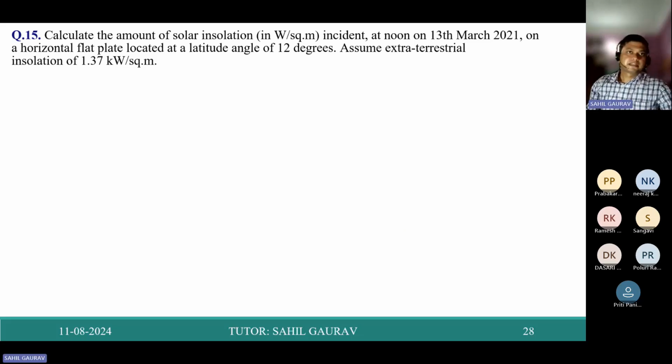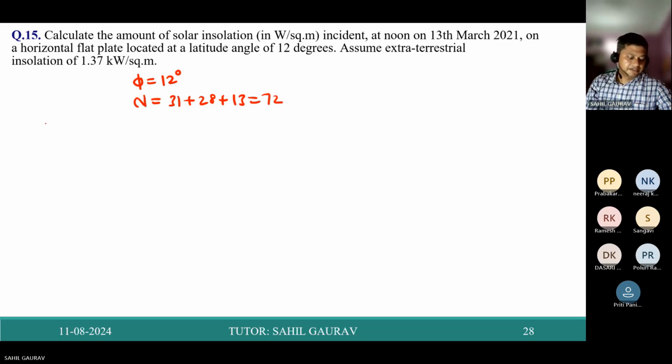Now the next problem. Calculate the amount of solar insolation incident at noon on 31st March 2021 on a horizontal flat plate located at latitude angle of 12 degree. So latitude angle is given as 12 degree, and n we can find for 31 March 2021. So it is a non-leap year, 31 plus 28 plus 13. So it is 72.